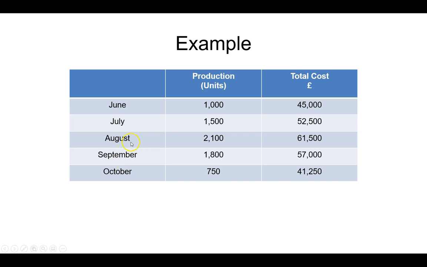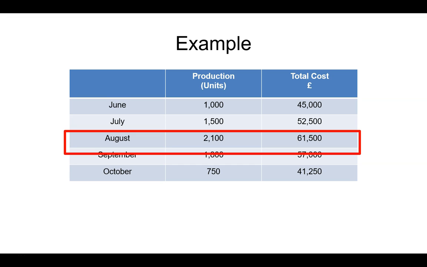So I'm sure you can all see August is our highest production. So that's our highest cost. And which one is our lowest production? Is the month of October, which is 750. And the cost associated with that is 41,250.